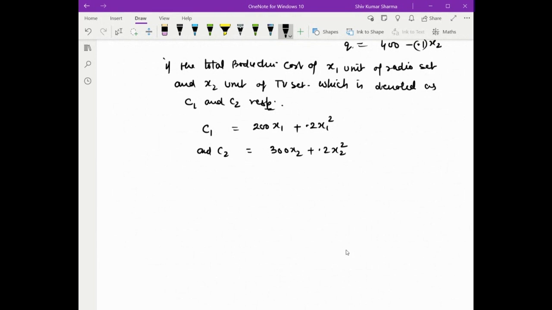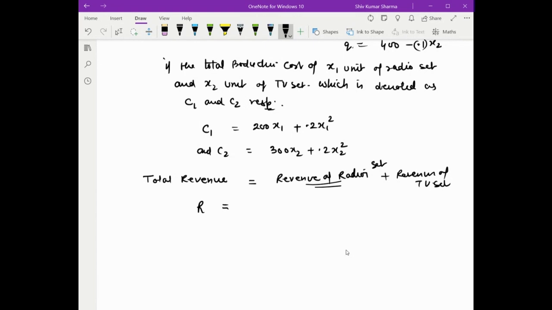So how to calculate the revenue as in the previous question? The total revenue: we find out the total revenue of the firm, that means revenue of radios plus revenue of TV sets. This revenue we can denote as R.